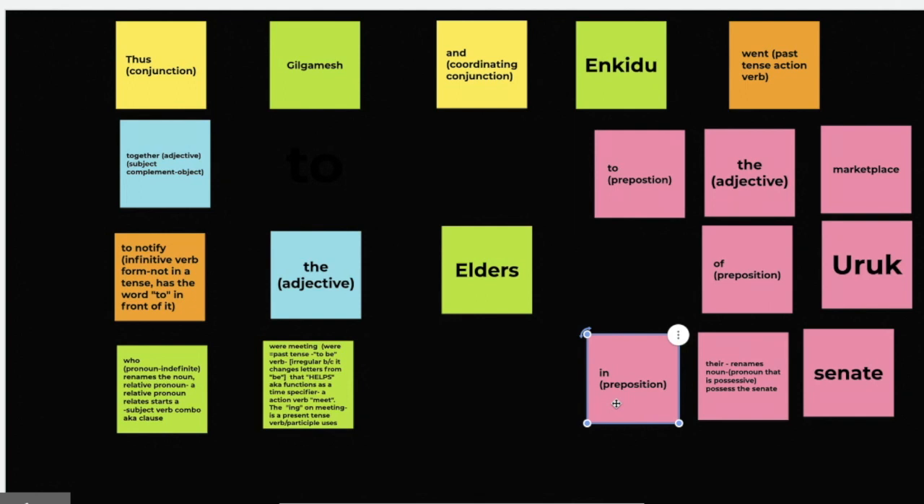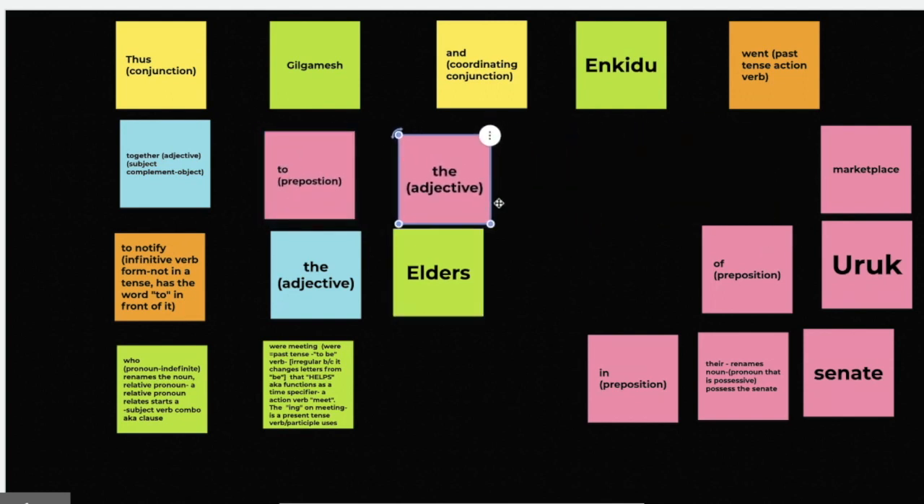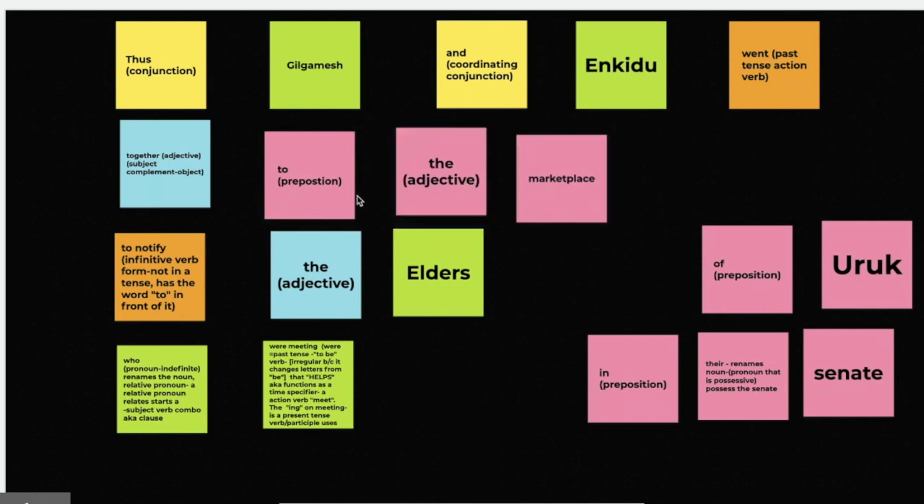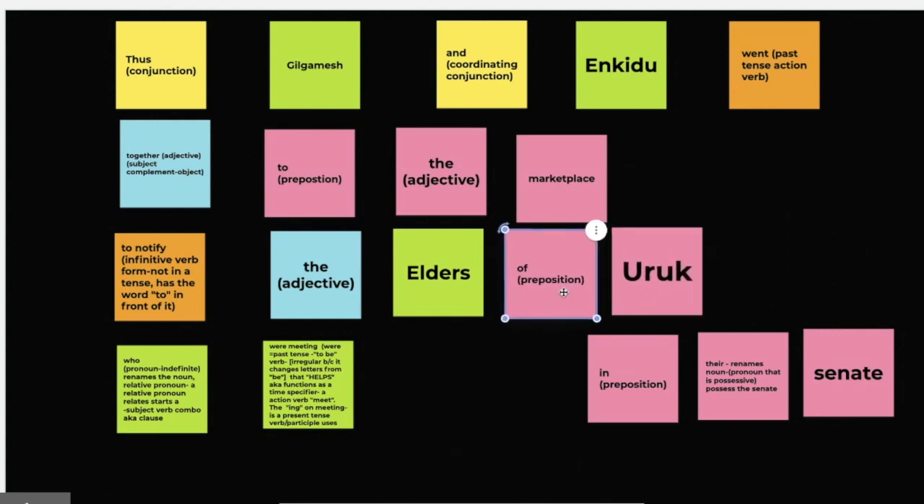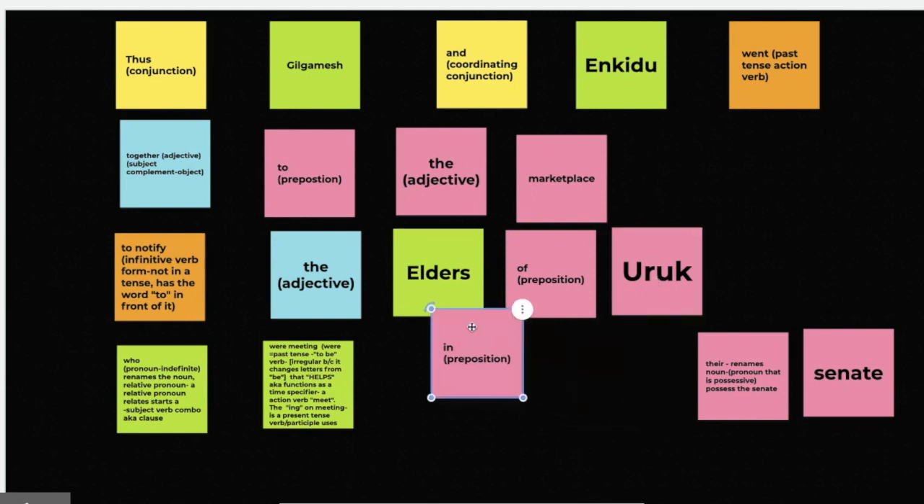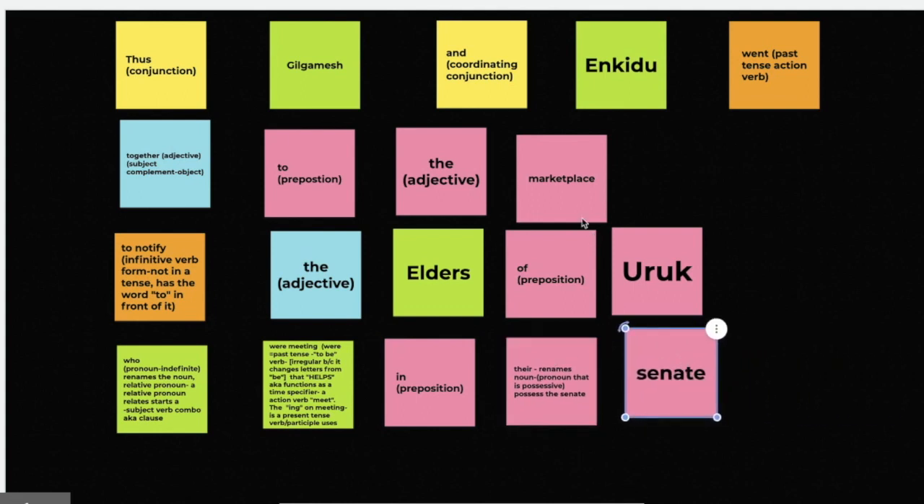One thing we need to look at is that you don't need prepositional phrases. So thus Gilgamesh and Enkidu went together to notify the elders who were meeting, period. So essentially, prepositional phrases are just the detail that specify directly about the word that comes right in front of it. In this case, together would be that kind of pronoun, right? Or subject complement, which means it's after a verb. And then of refers to elders, and where are they from? Uruk. And in refers to where the meeting was happening, in their Senate. So we're just adding detail with prepositions, and they're basically the words that show relationship.